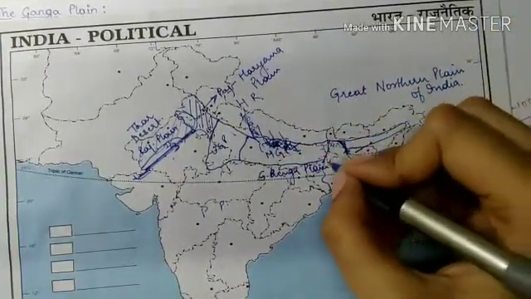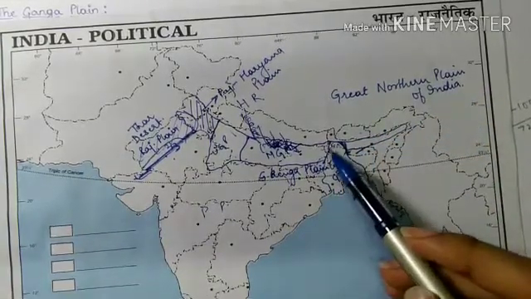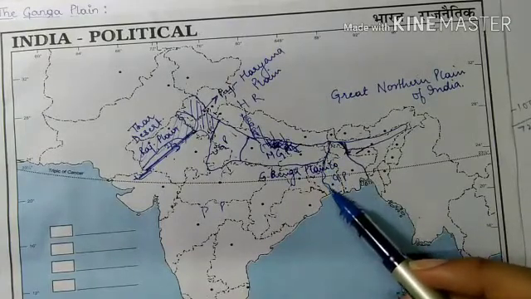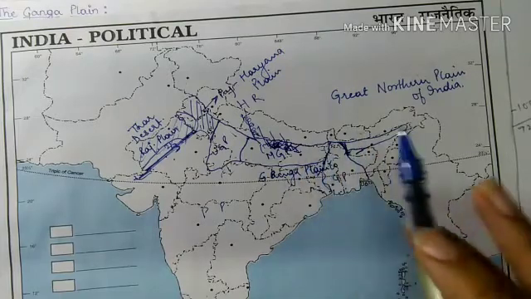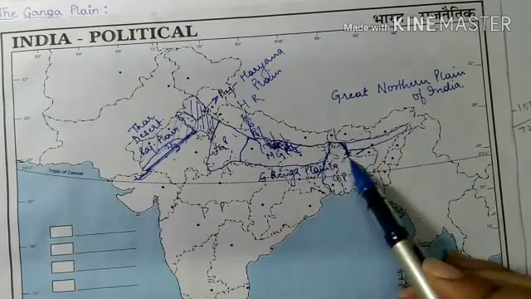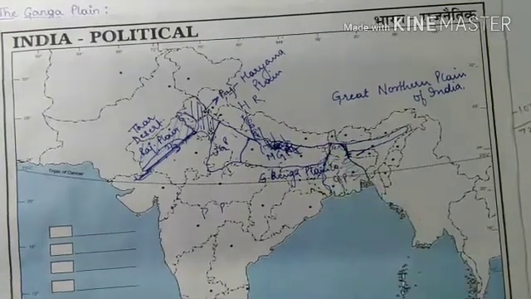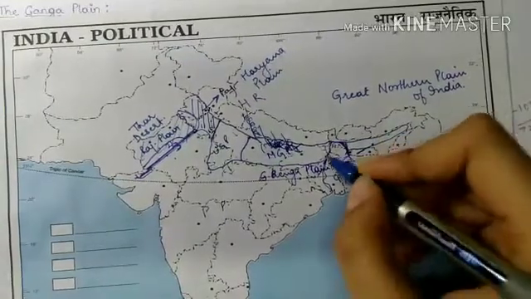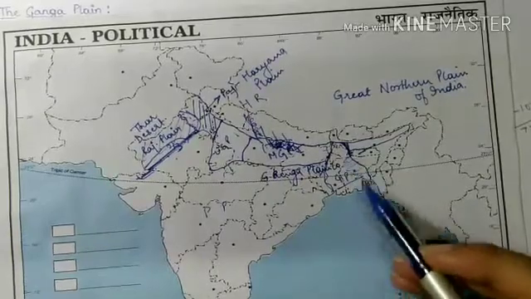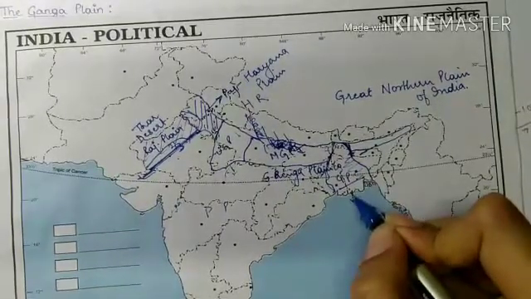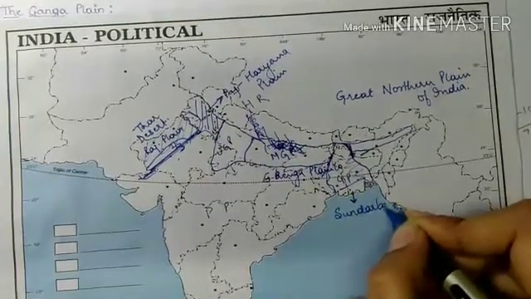Lastly, we have Lower Ganga plain. It comprises all the parts of West Bengal except for two districts, and Bangladesh as well as Kishanganj Tehsil of Bihar. This Lower Ganga Plain has the most special feature, that is Sundarban forest.